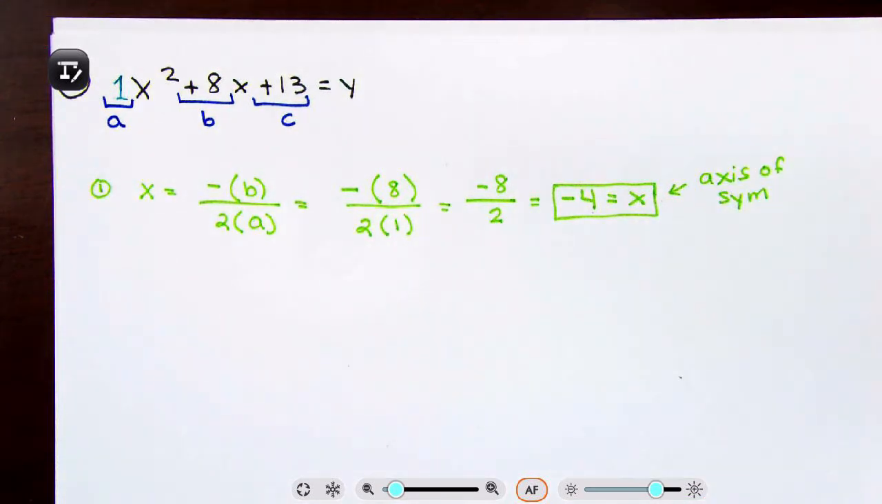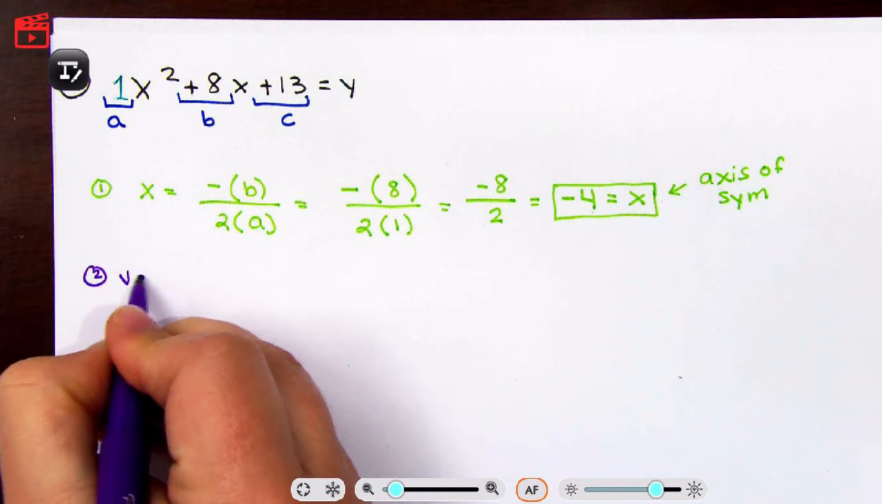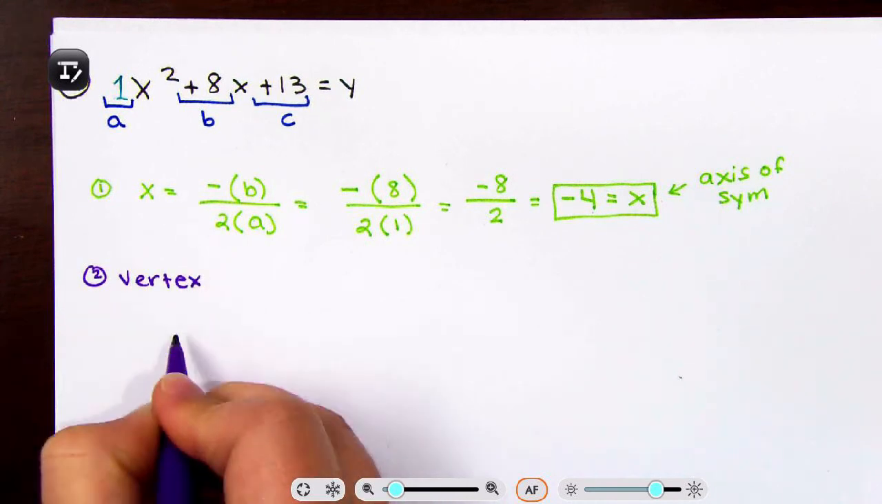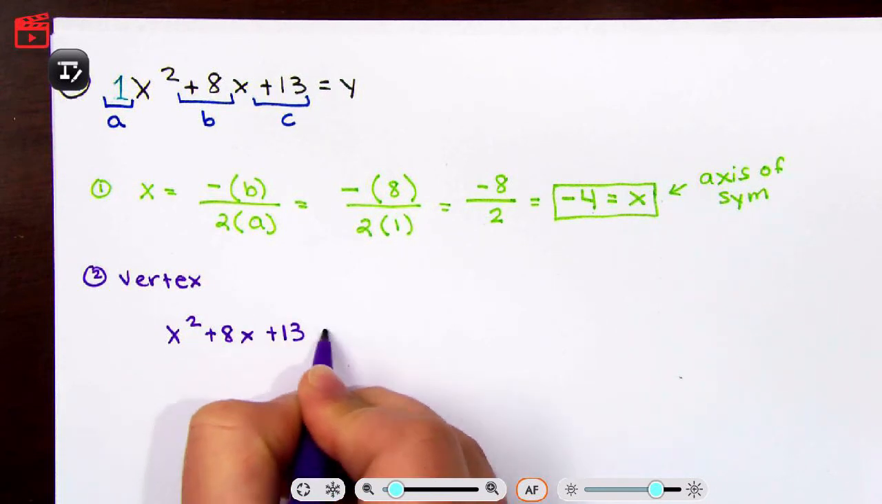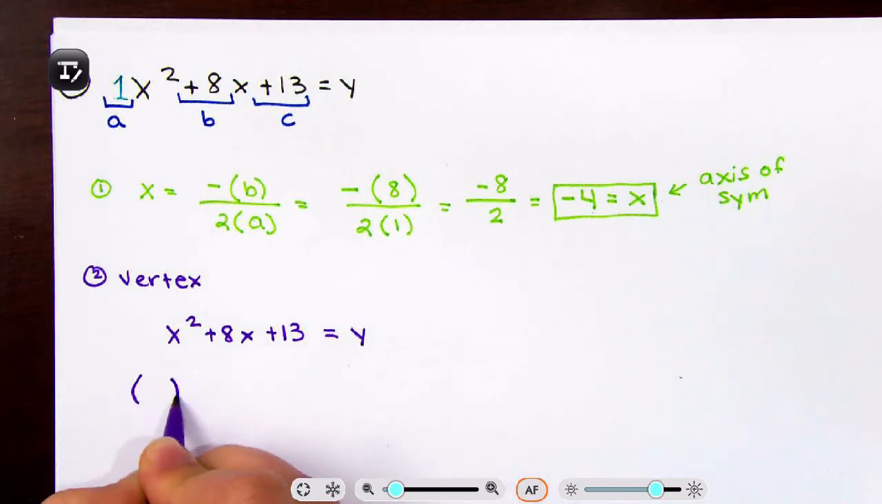Step number 2 is using that x value. You're going to plug and chug for your vertex. So you take your original equation, which is x squared plus 8x plus 13 is equal to y. Anytime you see an x, you're going to place a bubble there.